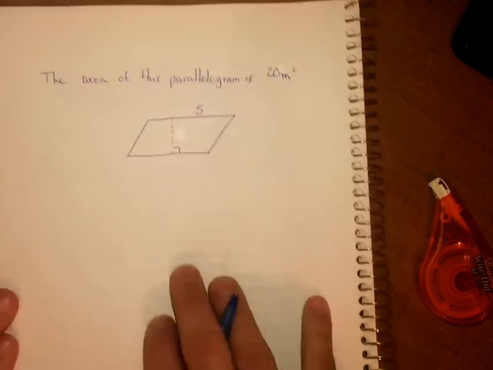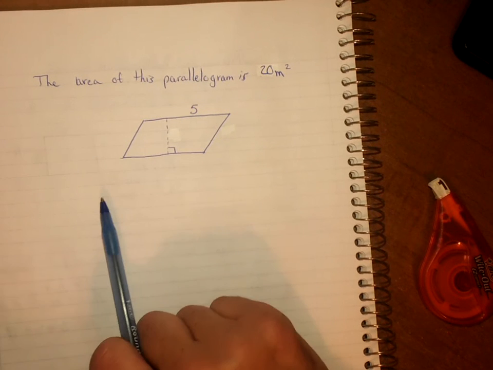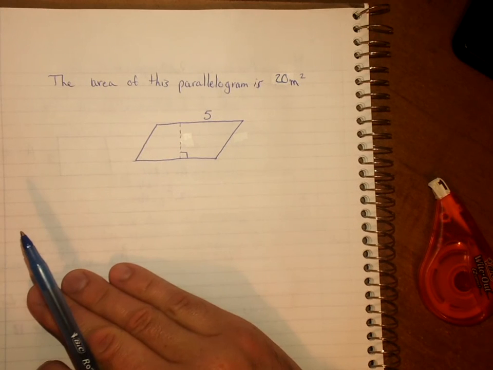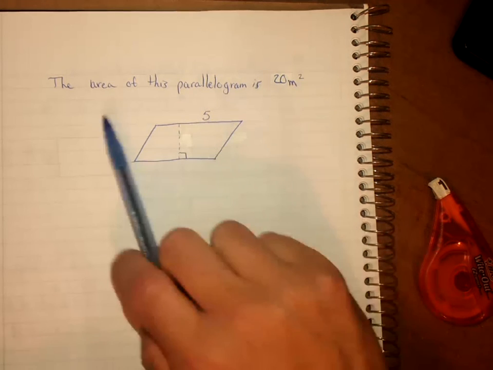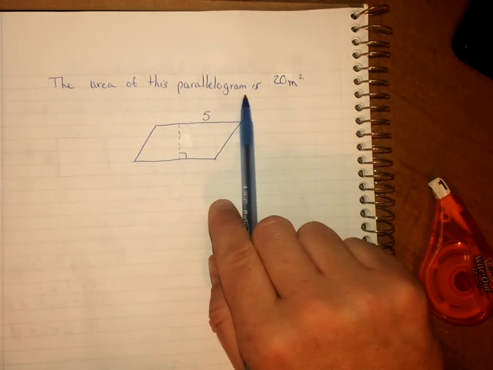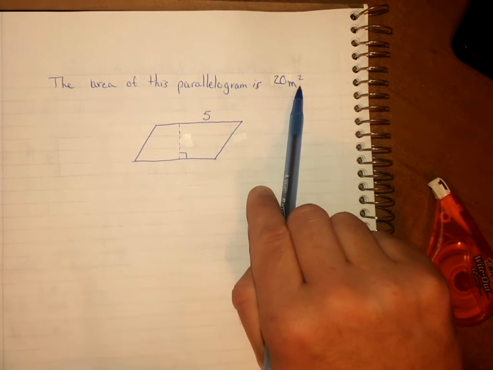All right, boys, girls, take a second to copy down this information and think about it. Try to come up with the solution. Pause as long as you need to get the solution. I'm going to continue on in just a second here, so it's really important to pause me whenever you need to. So I have the area of this parallelogram is 20 meters squared.